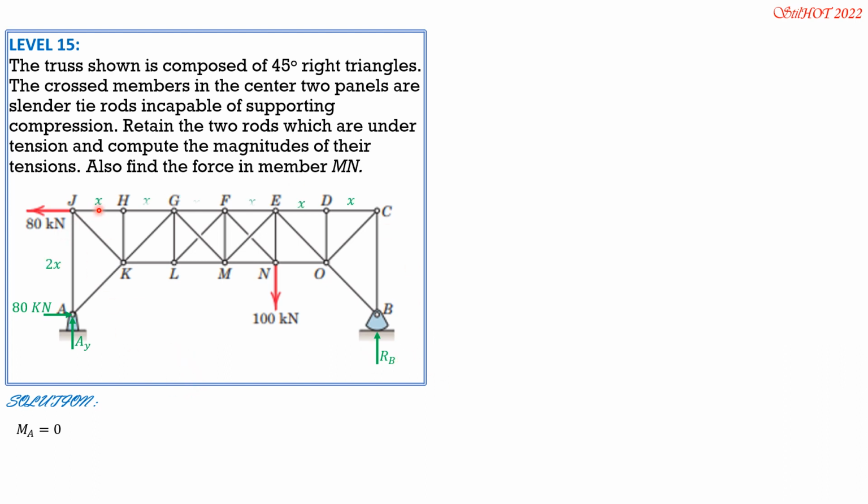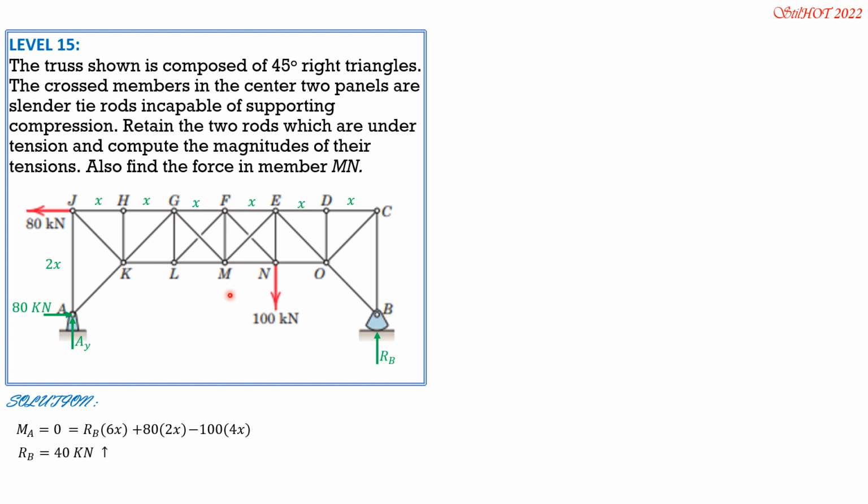So let's denote the distances. This must be 2x because the angles are 45-degree triangles, so x, x, x, x, x. So that means this vertical distance is x, then another x, so 2x. So RB times 6x equals 80 times 2x, then minus 100 times 4x. So cancel x, then solve for RB. RB is equal to 40 kilonewtons upward.